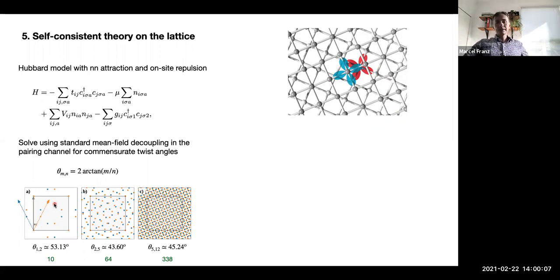So we are interested in angles approaching 45 degrees. The easy one is this one, where the 2 integers are 1 and 2. This gives a unit cell with only 10 atoms, and the angle is 53 degrees, which is reasonably close to 45. It already shows interesting physics. If we want to approach closer, we have to go to a unit cell that has 64. And then if we want to be even closer, we have to go to a really large unit cell. We can do all this numerically, although this last one takes many cores and a lot of time to compute self-consistently.